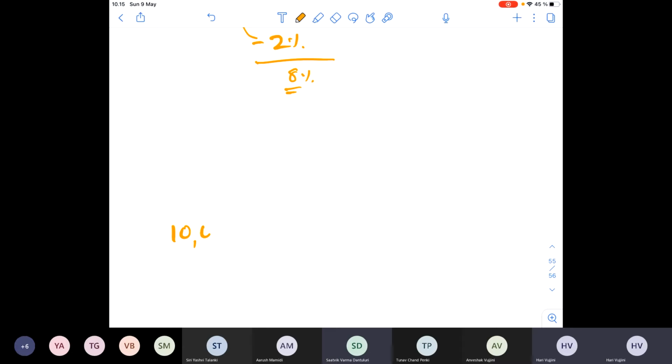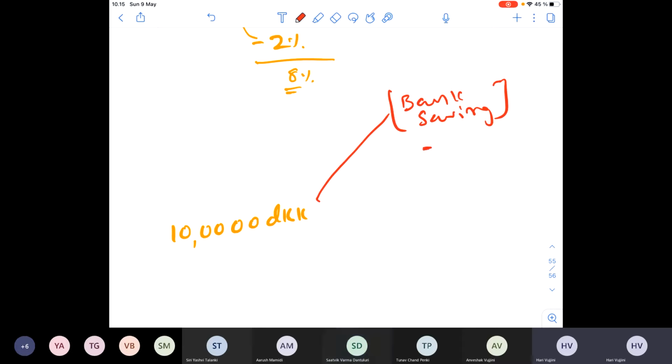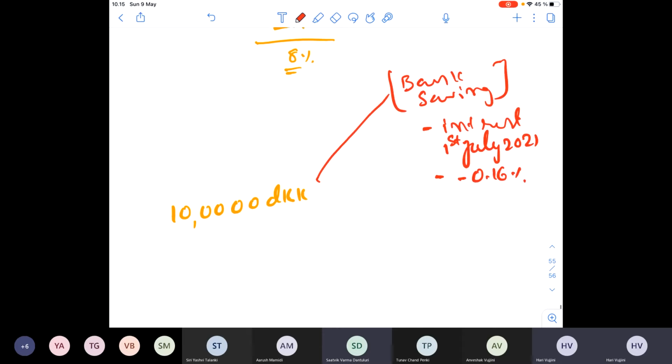But let's say you have 100,000 today. What are the options you have to invest this 100,000? One is you go and put it in the bank in your savings account. That's where I think you are referring. We have negative interest rates. As of the 1st of July 2021, in Denmark, if you put money into a bank, they would charge you minus 0.16%. That's the interest rate. So you have to pay banks to keep the money.